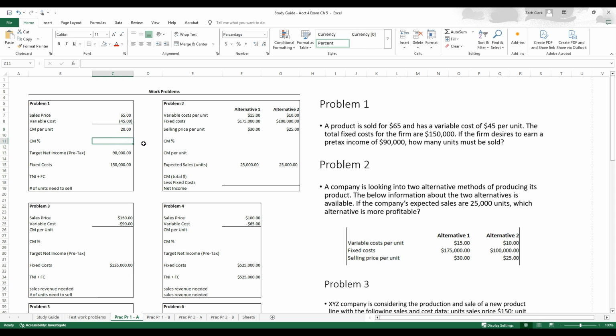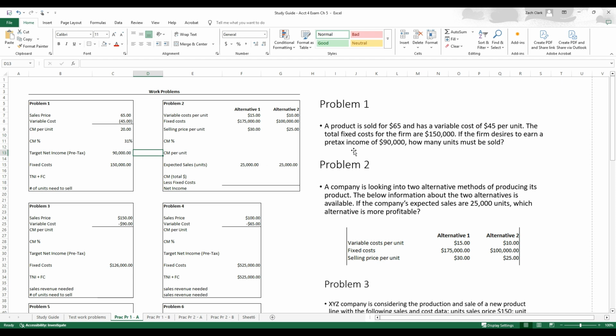It may not ask us for this necessarily, but I think it's good practice to also calculate the contribution margin ratio. That's just taking our contribution margin per unit, dividing that by the sales price, and we get 31%. So in essence, we're saying out of every $65 of sales, we're keeping 31% after accounting for the variable costs, and we have that 31% to cover fixed costs.